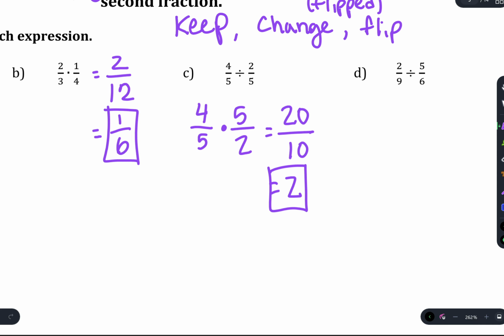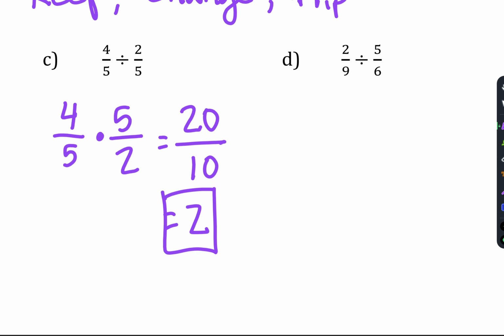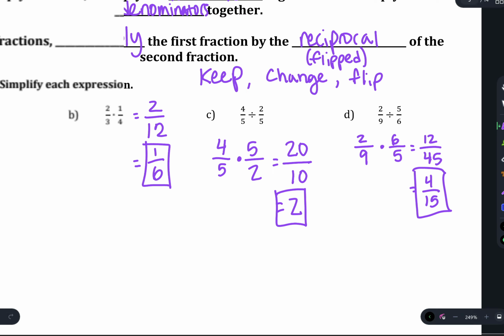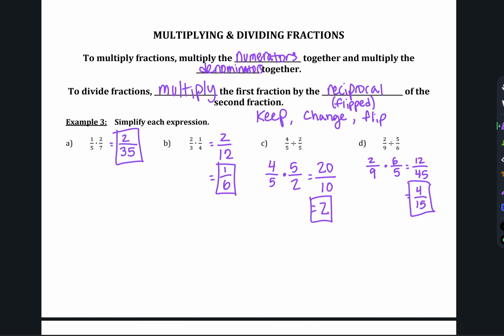Okay, somebody help me with the last one. Who's got it? Jaden. 2/9 times 6/5. Yep. Equals 12/5. But then you need to simplify it, divide it by 3, and then you get 4. Yep, we can divide both of those by 3, and we're going to get 4/15, and we're good there. Any questions on that? That's it. That's all I got for you today. Easy enough?